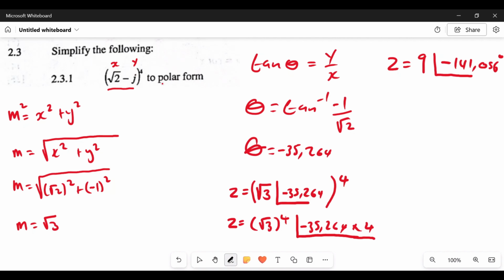If it's given to you, you first change it into polar form, which is what we did here, and then this is what we have inside there. And then from there you apply de Moivre's theorem, and then your final answer is going to be this.